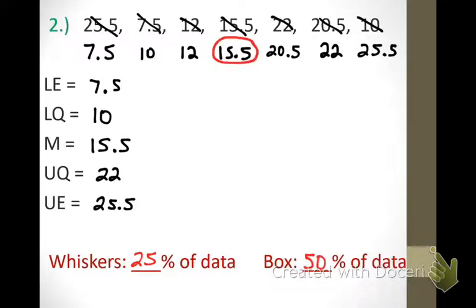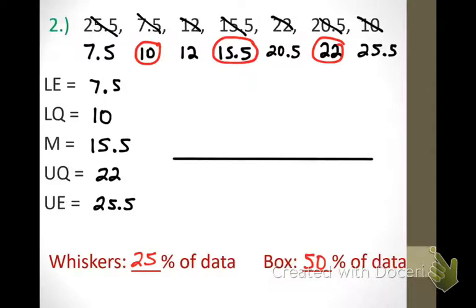So now we're going to go ahead. Remember, you can always circle the median, and then that can help you to understand the lower half of the data and the upper half of the data. Okay, so now that we have those 5 things, we're going to plot those 5 points on our number line.